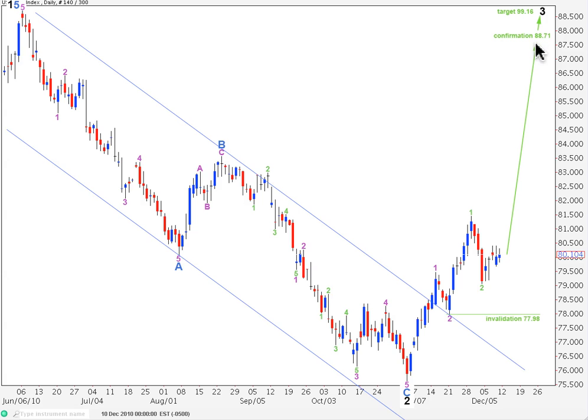My mid to long term target for the end to black wave 3 is 99.16, where it reaches 1.618 the length of black wave 1.